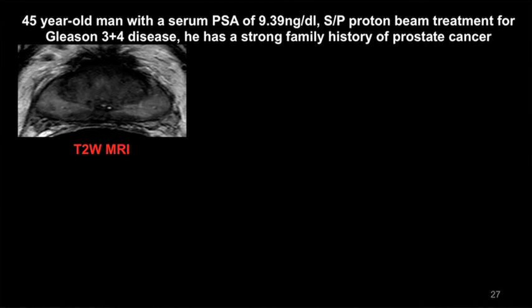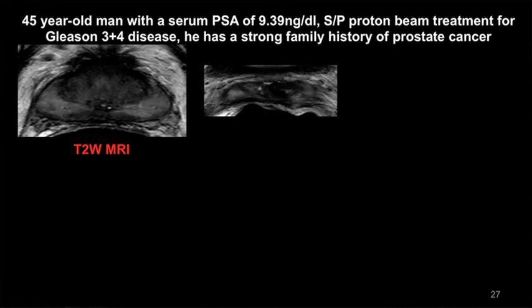He underwent proton beam treatment for Gleason 3+4 disease, but his PSA kept rising. He came to us, and we did an MRI. The T2-weighted MRI showed a barely visible lesion in the midline, in the peripheral zone, at the mid-base level, posterior to the urethra. And there are some suspicious areas in the seminal vesicles on the left side.